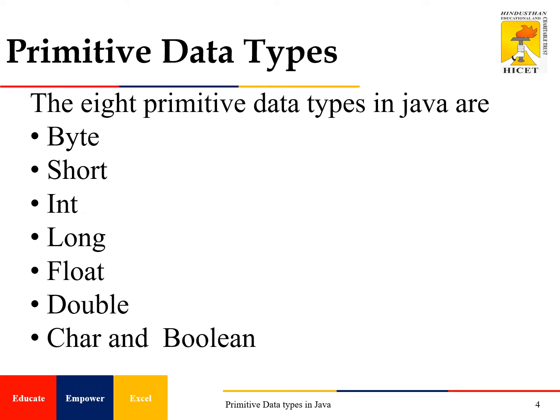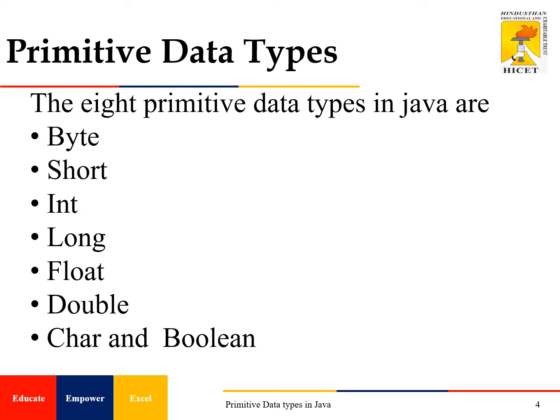In Java, we have the primitive data types and non-primitive data types. Primitive data types are the built-in data types. They are already available, and these are the reserved keywords. These are the reserved words that are already built by Java.